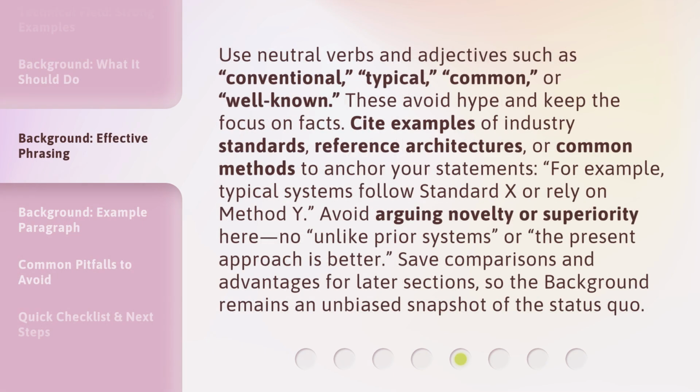Use neutral verbs and adjectives such as "conventional," "typical," "common," or "well-known." These avoid hype and keep the focus on facts. Cite examples of industry standards, reference architectures, or common methods to anchor your statements. For example, typical systems follow standard X or rely on method Y.